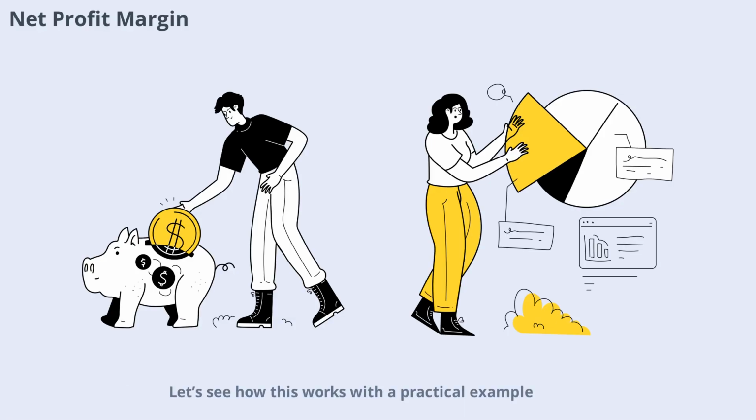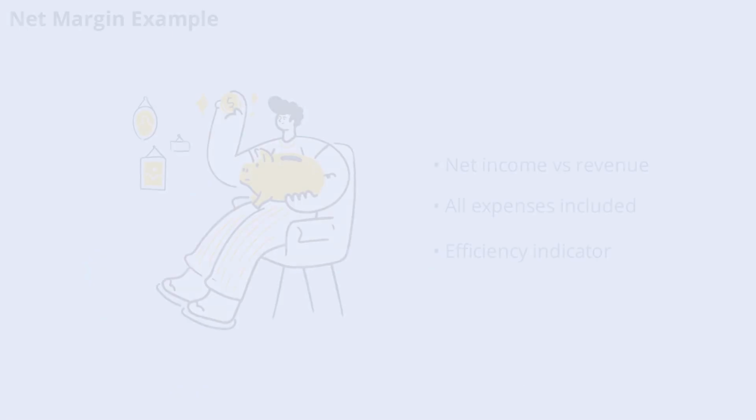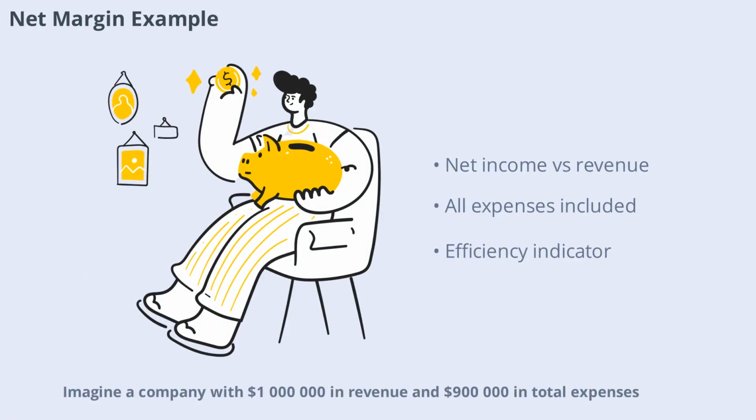Let's see how this works with a practical example. Imagine a company with $1 million in revenue and $900,000 in total expenses. The net income is $100,000, so the net profit margin is 10%. This means the company keeps 10 cents of every dollar earned after all costs. A low or declining net margin could signal rising costs or pricing pressures.